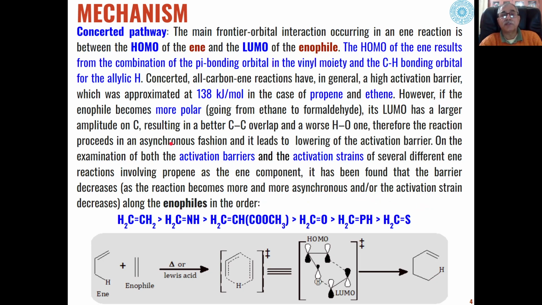Now first, the concerted pathway, as I've told you, will involve a molecular orbital interaction between the HOMO of the ene and the LUMO of the enophile. The HOMO of the ene results from the combination of the pi bonding orbital in the case of the vinyl moiety, and the CH bonding orbital of this allylic hydrogen. So there will be interaction between this HOMO and the LUMO of the alkene.